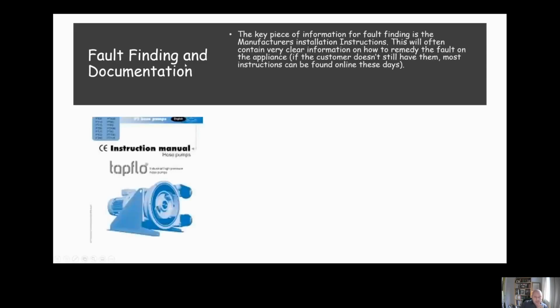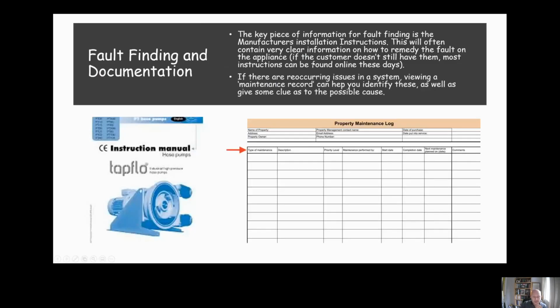So, on to fault finding. One of the key pieces of information for fault finding is manufacturer instructions. If something has gone wrong, have a look at the manufacturer's instructions, and inside there, they often have fault finding sheets which help you to work out what's gone wrong, which is really handy. And like I said before, if there are reoccurring issues, looking at the maintenance record can identify these and give you some clues as to the possible cause.